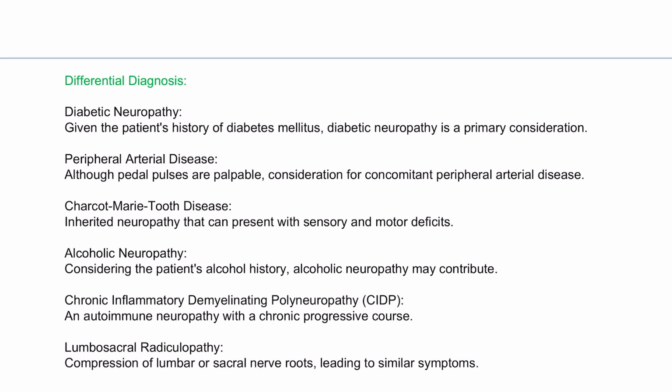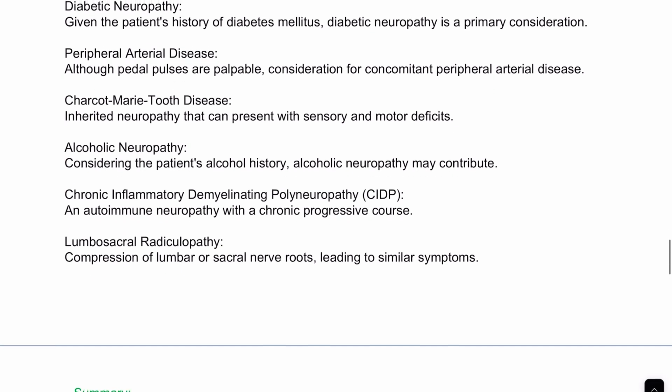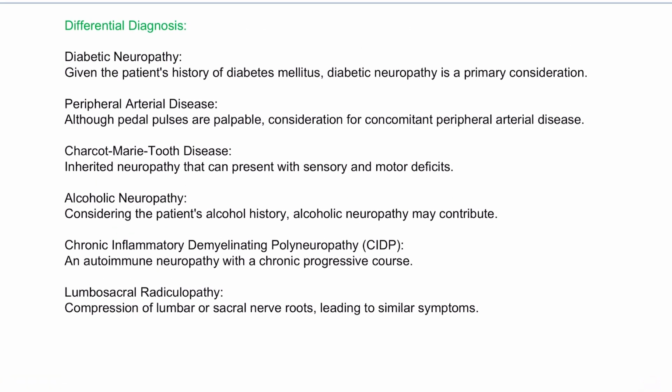CIDP, an autoimmune neuropathy with a chronic progressive course, and lumbosacral radiculopathy, which is compression of lumbar or sacral nerve roots leading to similar symptoms. So if there's no clue, then you just mention that my differential diagnosis includes diabetic neuropathy, peripheral arterial disease, Charcot-Marie-Tooth disease, alcoholic neuropathy, chronic inflammatory demyelinating neuropathy, and lumbosacral radiculopathy. In Charcot-Marie-Tooth disease, remember it is a long-standing disease, so you'll mainly be seeing atrophy of the muscles, and the gait is a high stepping gait.